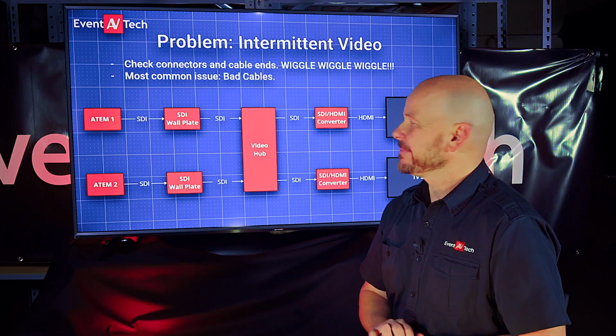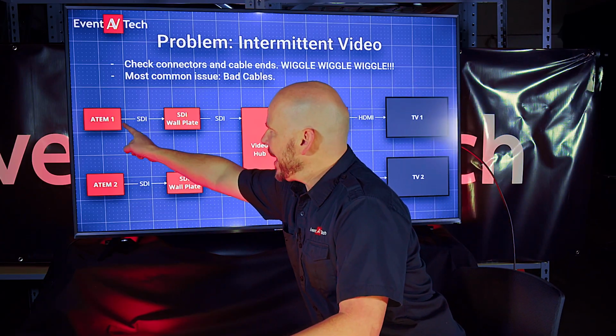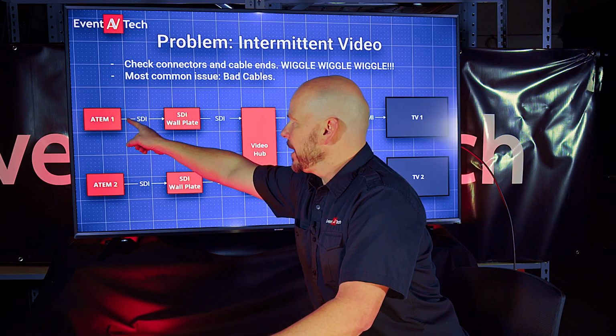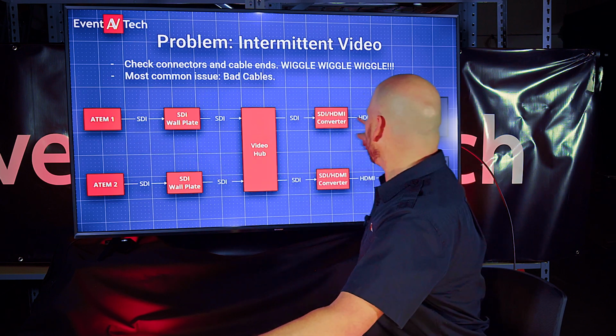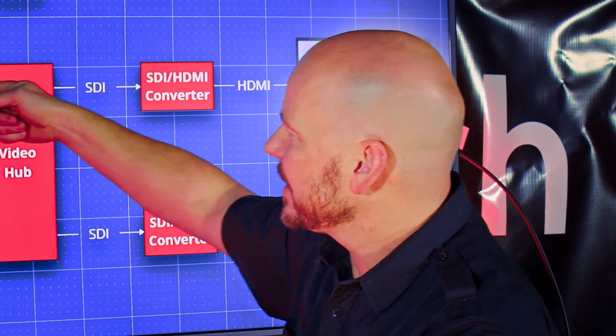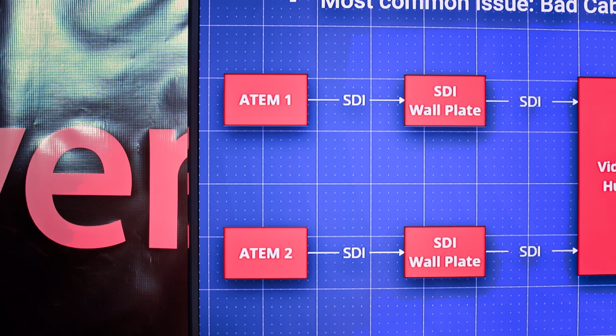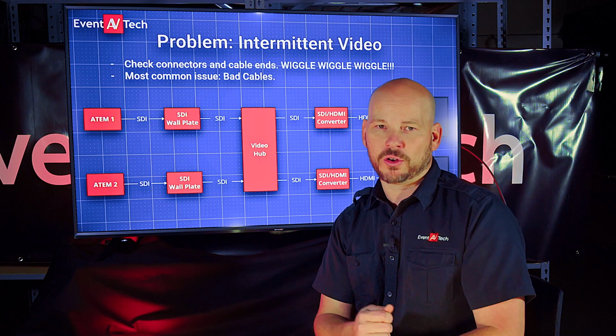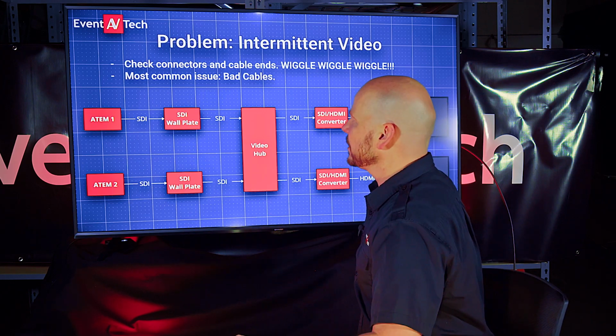And guess what? It ended up being a bad SDI connection at our ATEM switcher. And it wasn't until I went through the entire process that I found that we just had a bad connection, okay? We had a connection that had gotten loose over time, and it was sometimes working and sometimes not working, which is obviously the most frustrating part about an intermittent problem. It would have been very difficult to find that if I hadn't gone through the process.